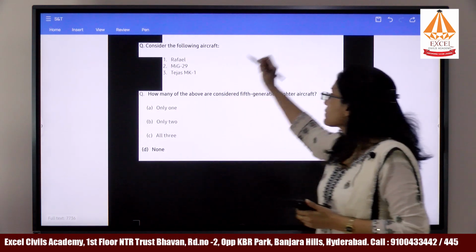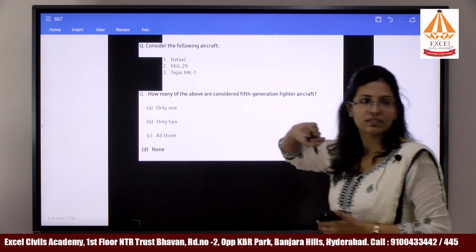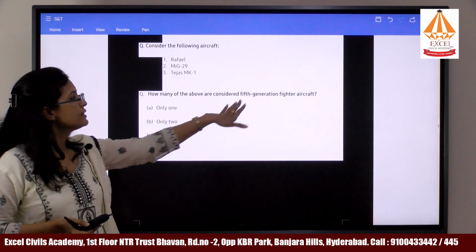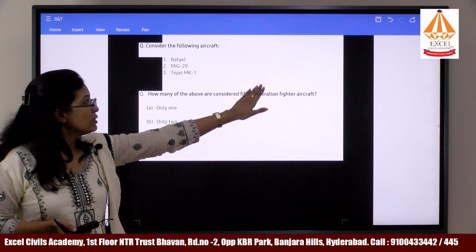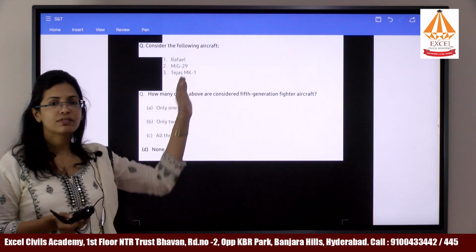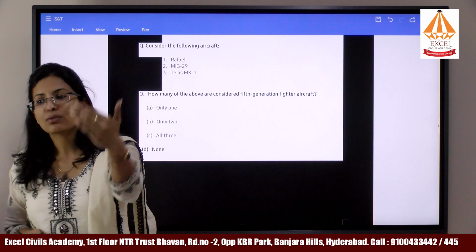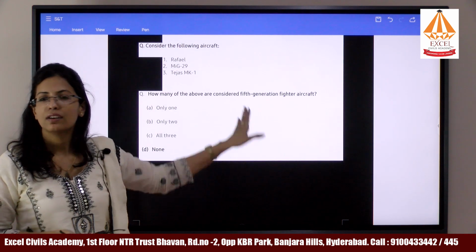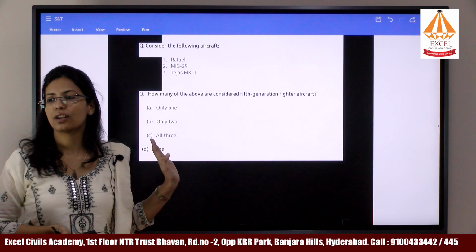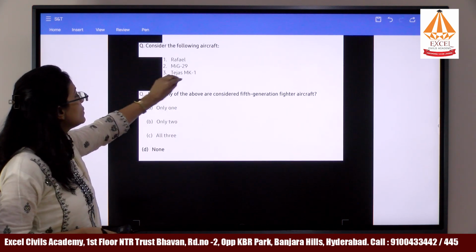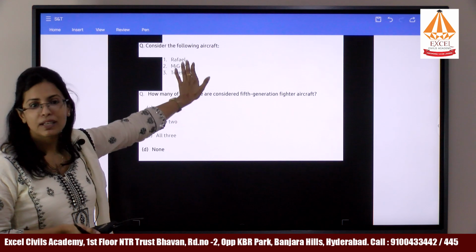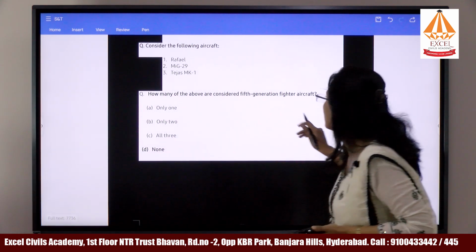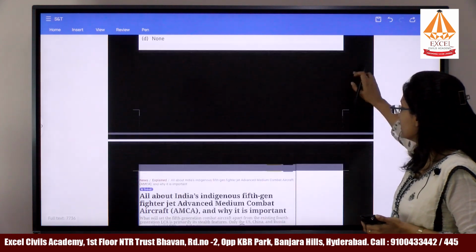Then Tejas again. So the question is about the 5th generation. Whenever this news was going on, there was this awareness that these are not 5th generation. If you know at least that the 5th generation is yet to come and we are going to bring it in the future, all this becomes nullified. So the answer is directly none of the above. Even if you don't know what is Tejas, what is MiG and what is Rafale, even if you just know that these are fighter aircraft.